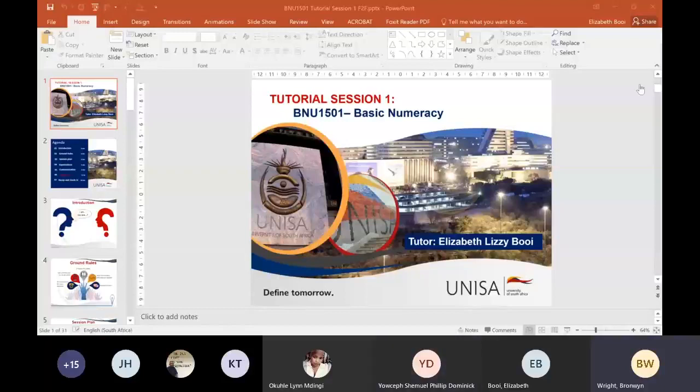Please see the note that Elizabeth has just posted in the chat. You are required to put your student number in the chat so that we can keep a record of which students are attending. Thank you.